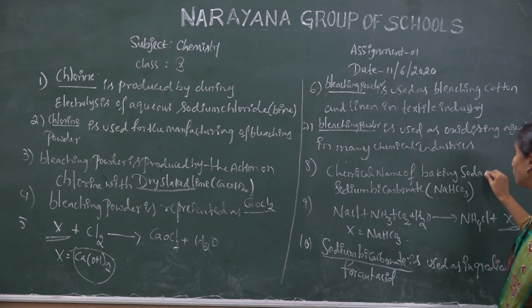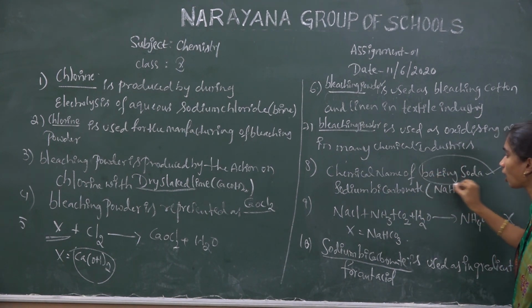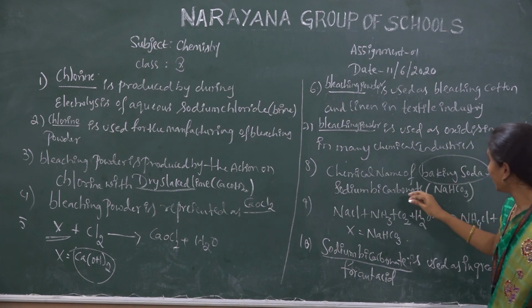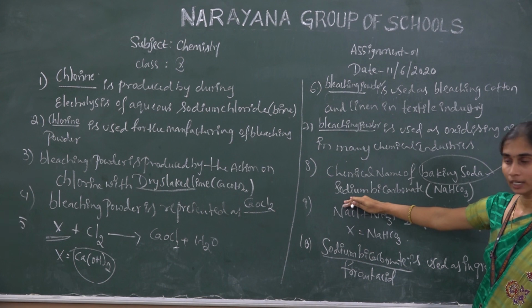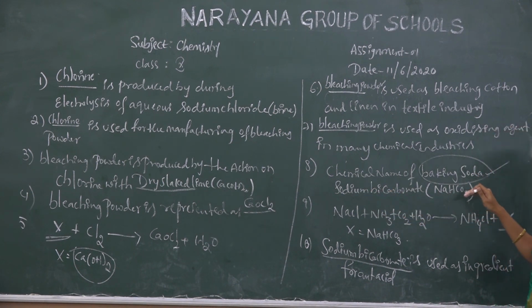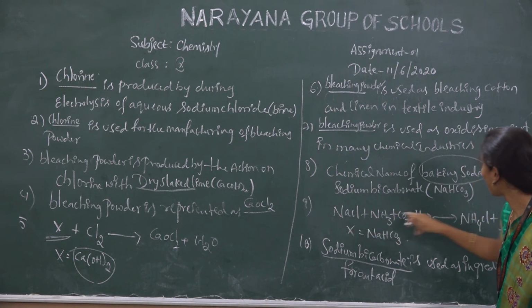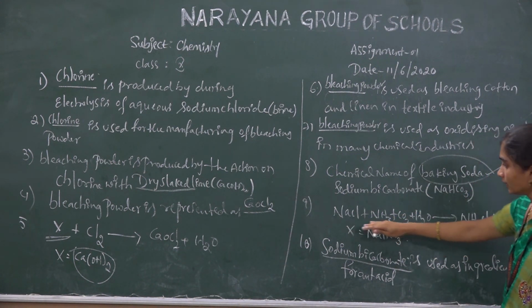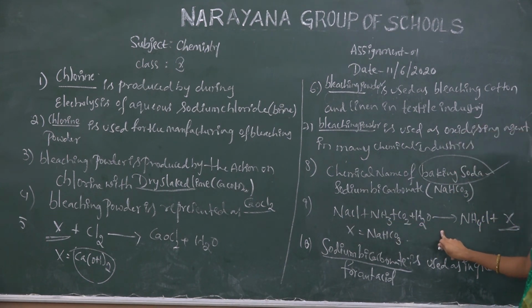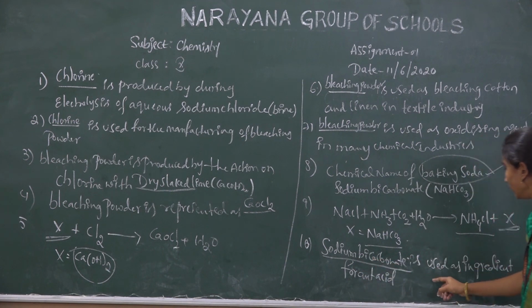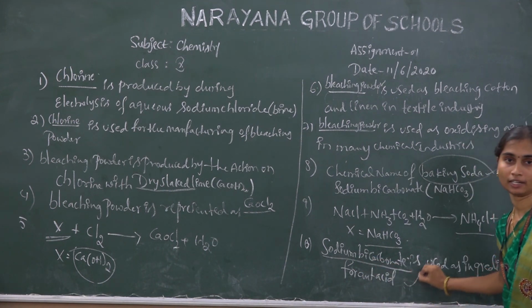What is the chemical name of baking soda? Baking soda is the common name; the chemical name we call is sodium bicarbonate or sodium hydrogen carbonate. What is the formula of this one? NaHCO3. And for the formation of sodium bicarbonate, sodium chloride reacts with ammonia and carbon dioxide along with the water molecule, and we get ammonium chloride and sodium bicarbonate. Okay. And sodium bicarbonate is used as an ingredient for antacid.